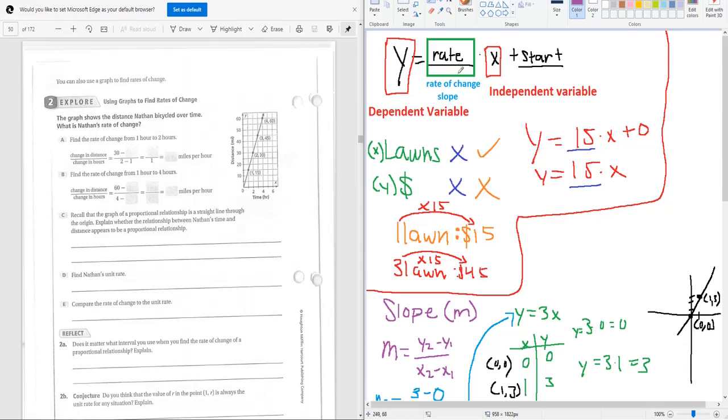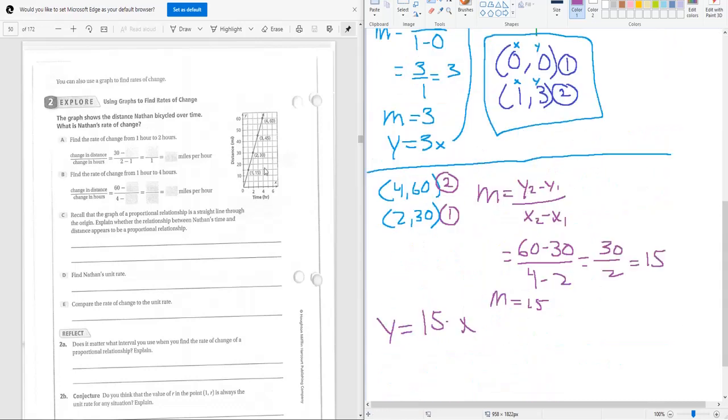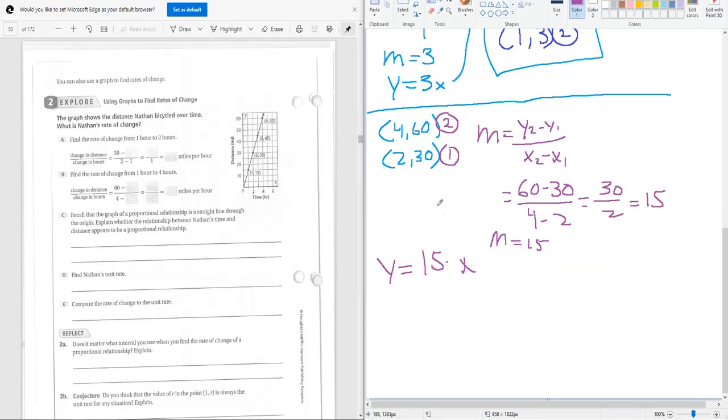Because remember, it's your rate times x. We didn't have anything to start with. We're not going over starts right now. We'll go over more starts on Wednesday. For now, all we're really going over is this, your m. This is the star of this lesson. That's all we're really going over.